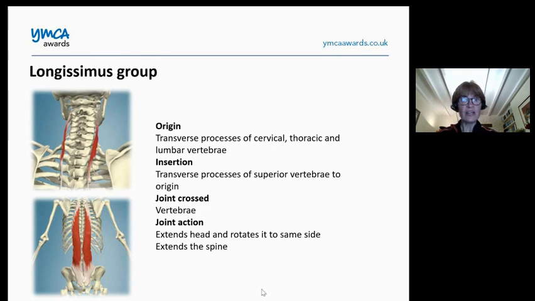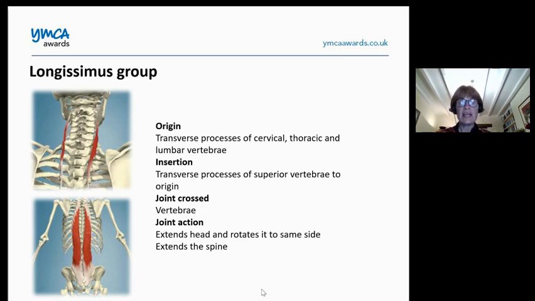So the second one, the longissimus, is the intermediate muscle of the three, and this is the one that forms the bulk of the muscle that we can see, the meat of it, if you like. By the very name, longissimus is the longest of them, and it starts in the transverse processes, the bits that stick out to the side, of your cervical, thoracic, and lumbar vertebrae. Then it inserts into the transverse processes of the vertebrae superior to the origin. So it goes from vertebra to vertebra, lots of small sections, if you like.